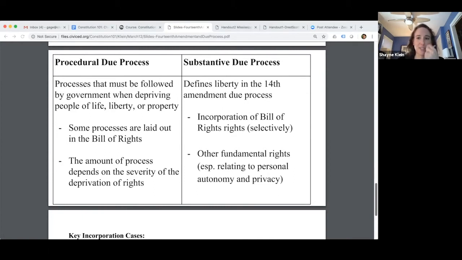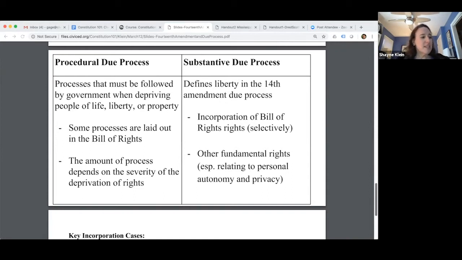Okay, so how much process you get is going to depend. That's an idea that's a little bit easier for students to understand, for those of you who are teachers, right? Because the thing's called due process, and you get some procedures that government's going to provide for you. The more complicated, trickier part of due process is substantive due process, the part that some people talk about as an oxymoron, right? How does a process have substance? That is where some of the criticisms of substantive due process come from.